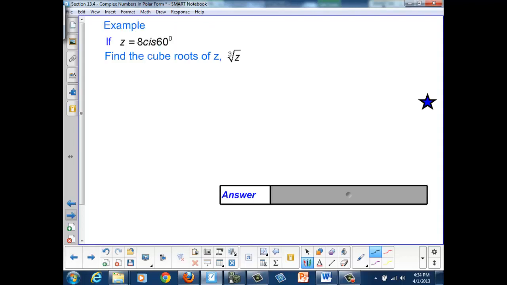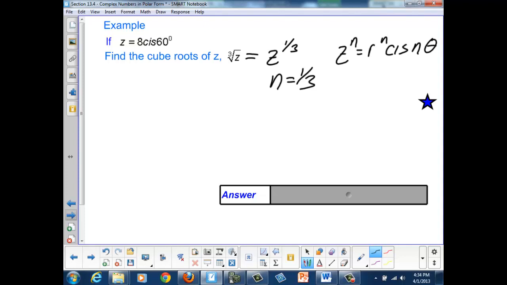If I want to find the cube roots of z when z is 8 cis 60 degrees, well, I will identify my exponent here. I can rewrite this cube root of z as z to the 1/3. So that means that my n value is 1/3 when my z to the n formula was r to the n cis n theta. There is one wrinkle to this problem that we need to keep in mind.